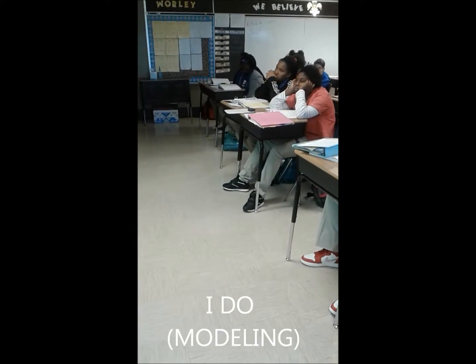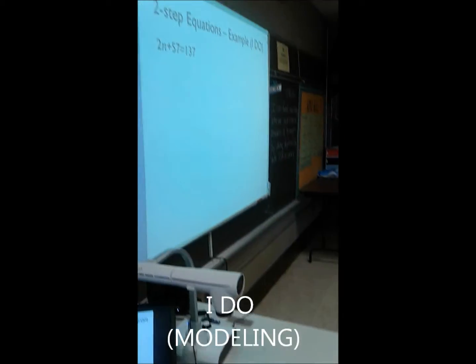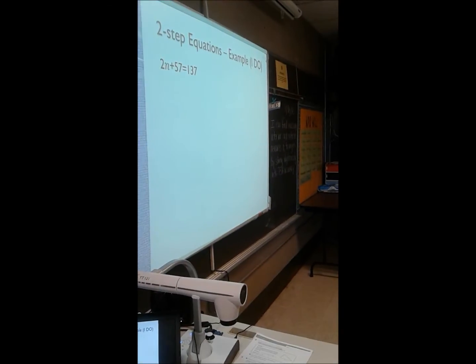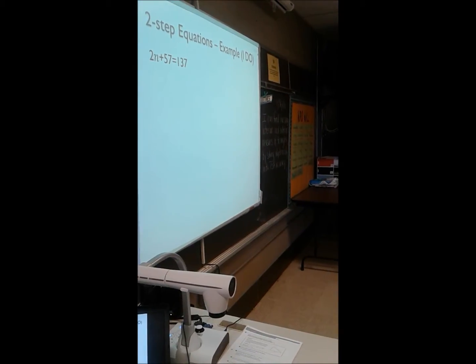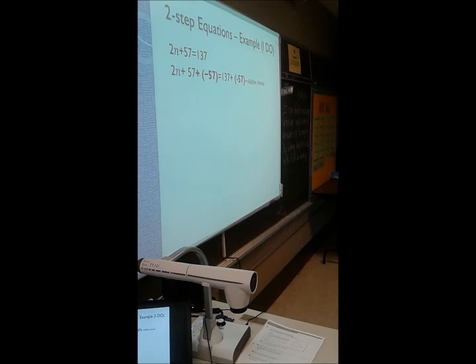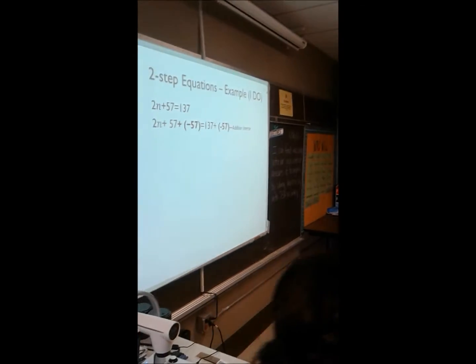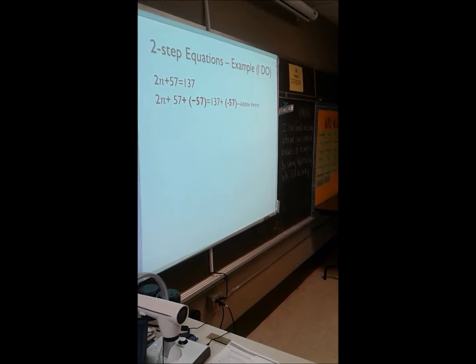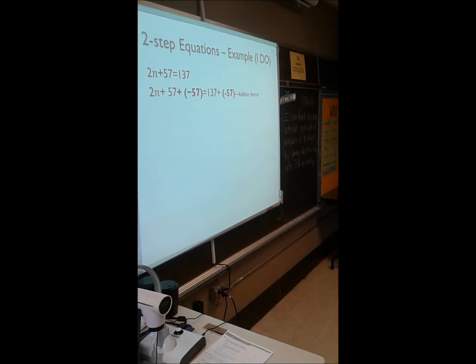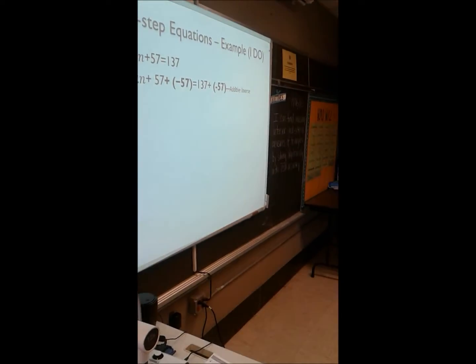So this is a 2-step equation. This is my example. I do. So write down the equation. 2n plus 57 equals 137. My next step would be to subtract 57 from both sides. Okay? So I'm subtracting 57 from both sides because I'm trying to make 0. When I subtract 57 from both sides, it's the additive inverse. So write down the next step.